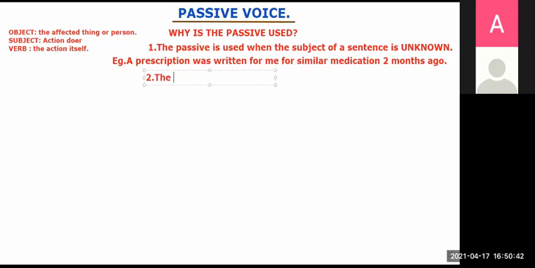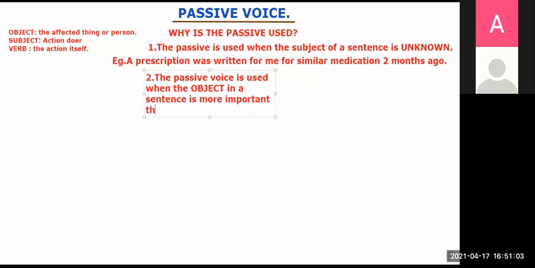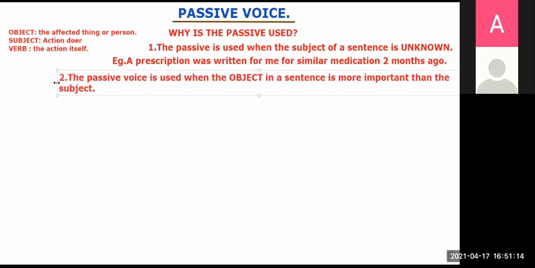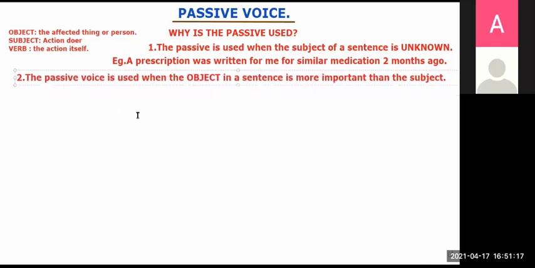The passive voice is used when the object in a sentence is more important than the subject. Second reason why we use passive: the object in a sentence is more important than the subject. If this happens, then the passive is definitely going to be used, because we know the object is more important.